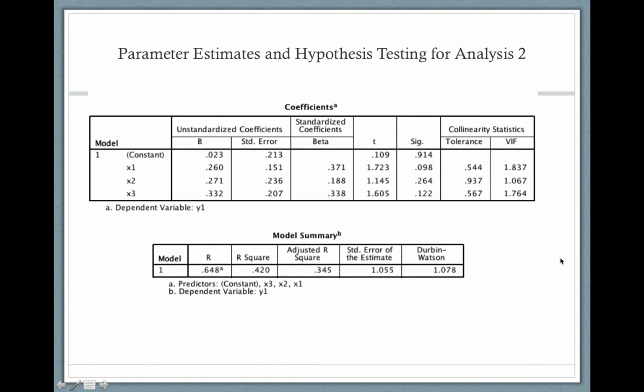The sig values, x1, x2, and x3 now account for 21% of the variance of y1, whereas before it was 24%. Our Durbin-Watson statistic should be close to 2, but it is at 1.078, which is far away from 2 and thus violates the assumption of independent residuals.